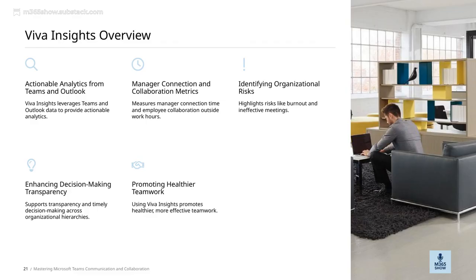We also focus on identifying organizational risks, such as burnout or ineffective meetings, early on. This way, we can address issues before they become bigger problems and help maintain a healthy work environment. Viva Insights measures things like manager connection time and how employees collaborate outside of regular work hours. These metrics give us a real picture of work patterns and help us support work-life balance.